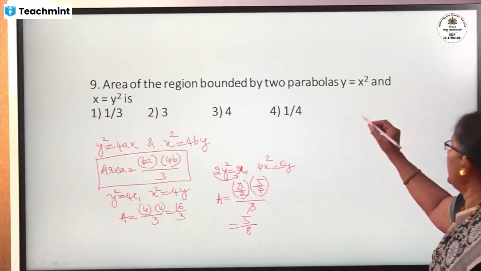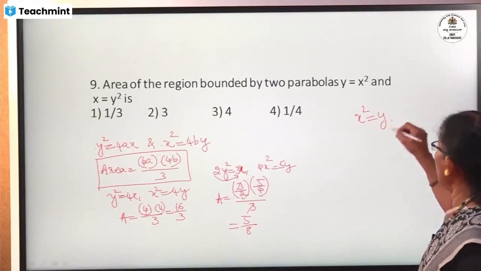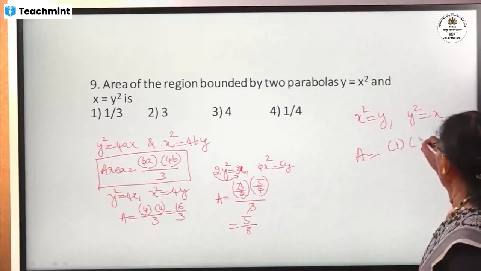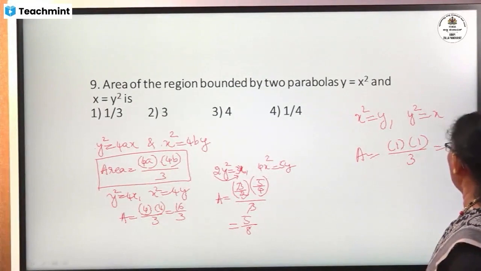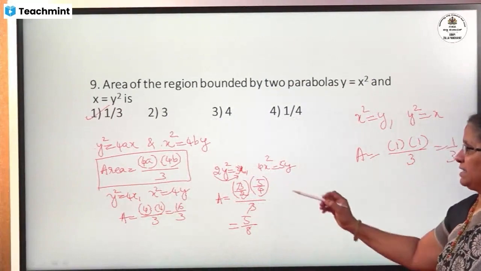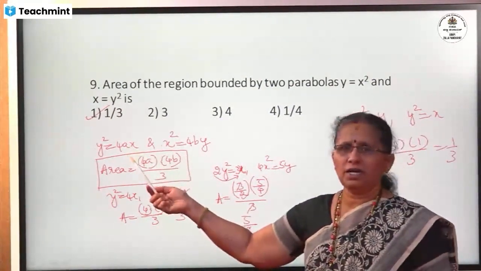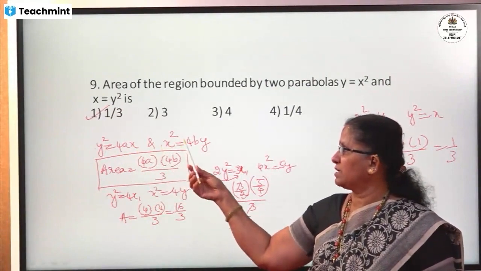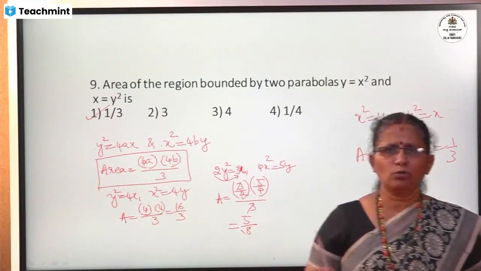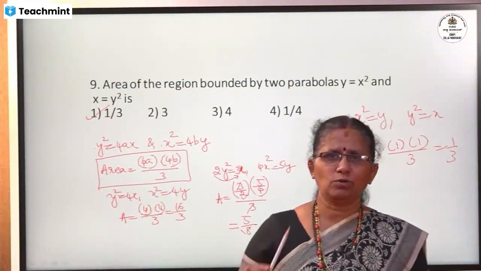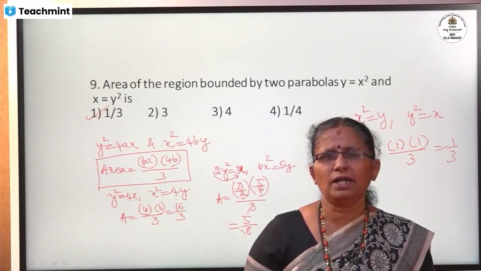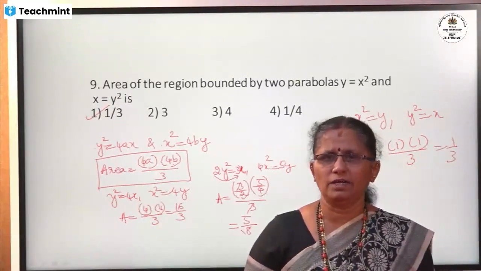So here now what I have, x squared is equal to y, y squared is equal to x. Therefore, area is y coefficient, x coefficient divided by 3. So it is 1 by 3. So remember it like this, it becomes easy. You don't have to draw the figure and do the integration. Y squared equal to 4ax, x squared equal to 4by. What is the area? 4a into 4b divided by 3. What are the two things that you need to take care? That the quadratic terms' coefficient should be 1, and you take the product of the coefficients of linear terms. Okay.